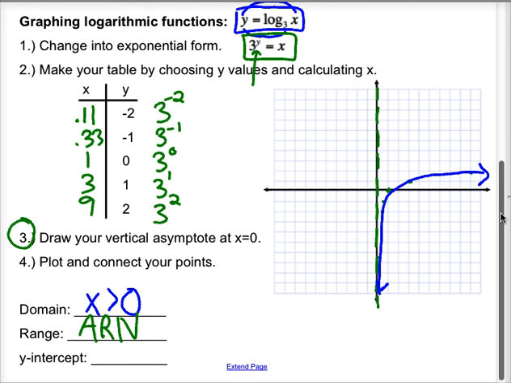And my y-intercept, where does it cross the y-axis? Well, you may notice if there's that asymptote there, it actually won't. It's never going to touch the y-axis. So this is a unique graph where there actually is no y-intercept. It's not going to touch it.